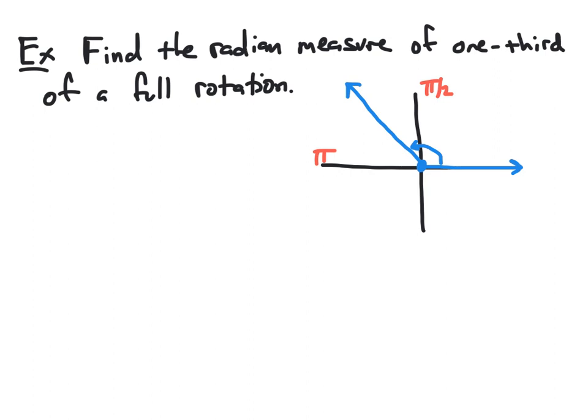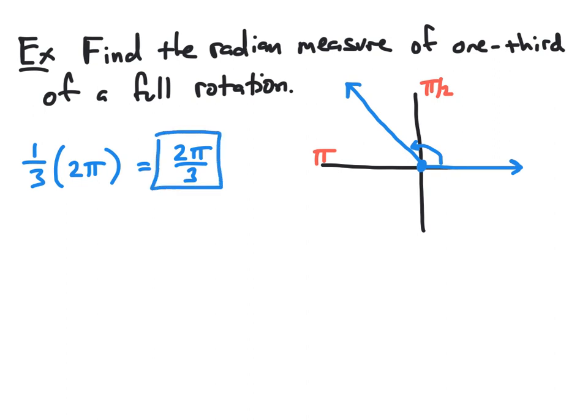our desired angle. In order to determine the actual radian measure, we're going to remember that the full rotation is 2 pi radians, and we're going to consider 1/3 of that. So we're going to take 1/3 of a full rotation, which is 2 pi, and of course this is 2 pi over 3. And so this would be our radian measure for 1/3 of a full rotation. So this angle shown here on the right is 2 pi over 3 radians.